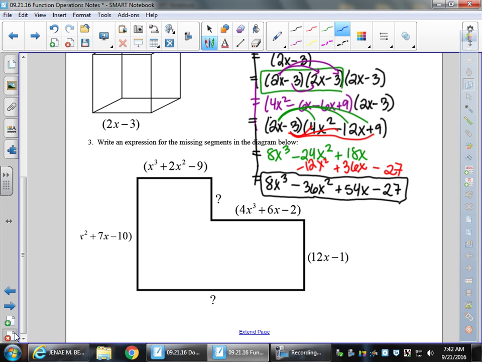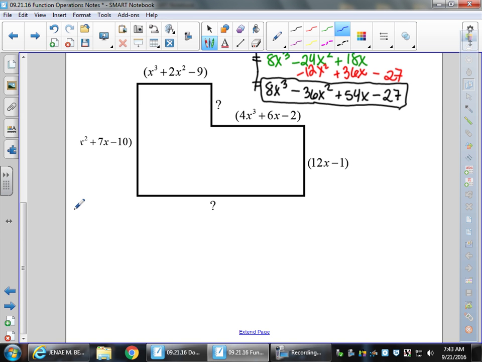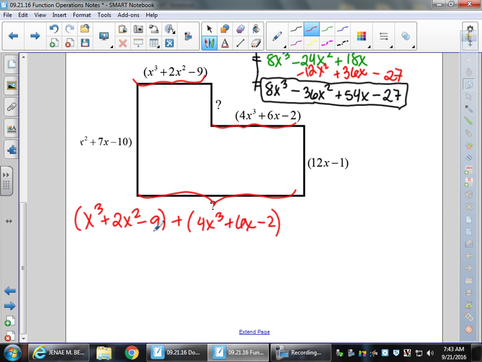So start looking at what you got at the geometry question and what somebody else got. Let's chat. What do we do first? Malaysia? Very good. So Malaysia's saying is to get this length right here, she added this plus this. Is that what you guys did? Yes. All right, so let's see. So I have x to the third plus 2x squared minus 9 plus 4x to the third plus 6x minus 2. If I'm adding, do I need these parentheses? No. So we can rewrite without parentheses.